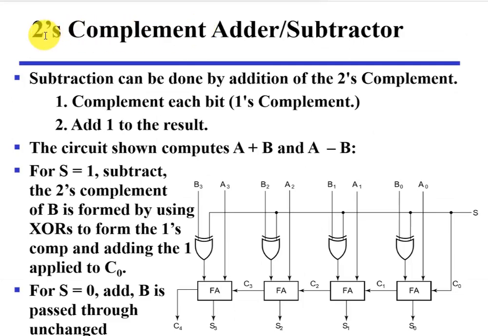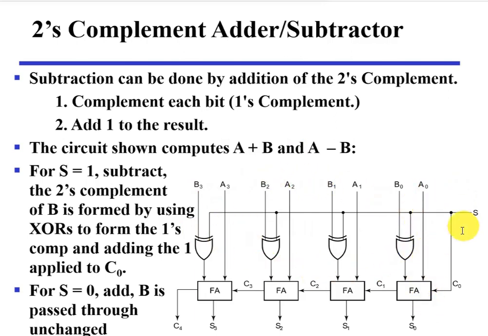Now, using 2's complement addition, it is possible to design an adder-subtractor circuit. As we have seen in the previous examples, we can use the 2's complement method for subtraction, which is obtained in two steps. First, complement each bit of a given number through 1's complement, and then add 1 to the result. Here we have an example circuit that computes either addition or subtraction for a 4-bit binary number.